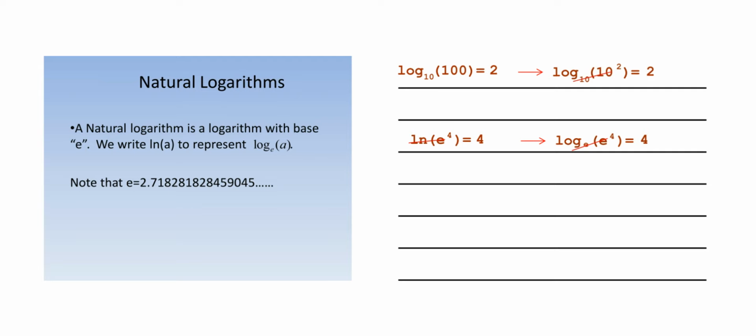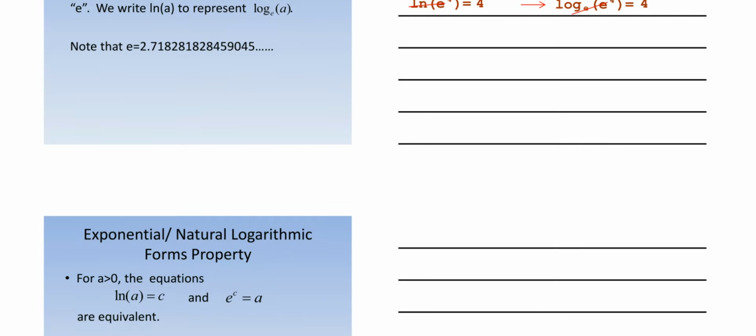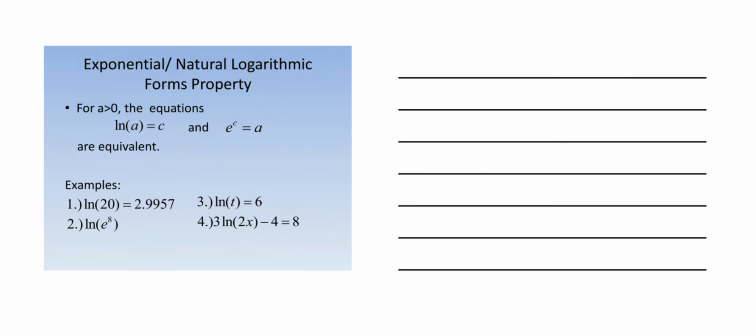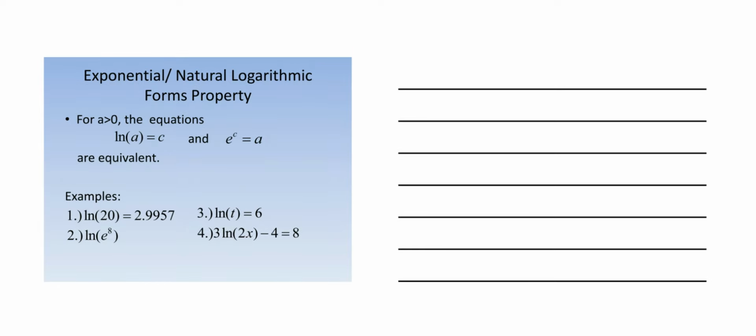Now let's take a look at some basic calculations. So we have exponential and natural logarithmic form properties. For a greater than 0, the equations ln of a equals c and e to the c equals a are equivalent. We've seen these sorts of equations, agreed? We used to use them for logs. So we used to say log base b of a equals k, which we would say also b to the k equals a. You can use it as a k or a c, agreed? It's whatever variable you choose to have in this case.